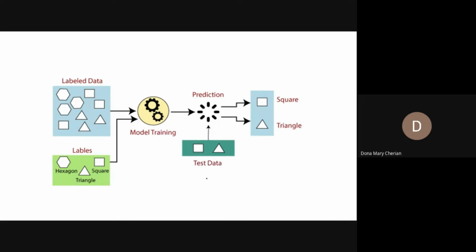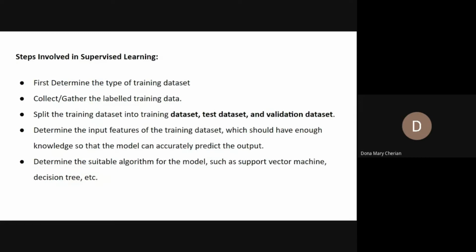After training with this labeled data, we test the model using the test set. The task of the model is to identify the correct shape. So the machine is already trained with all these types of shapes with the labeled data. And when it finds a new shape, it classifies the shape on the basis of the number of sides and predicts the final output. So these are the steps involved in supervised learning.